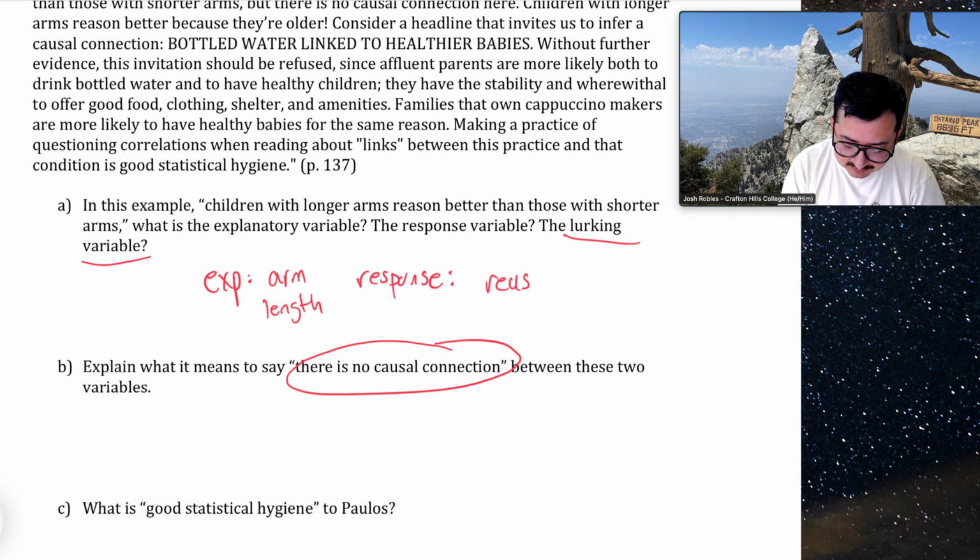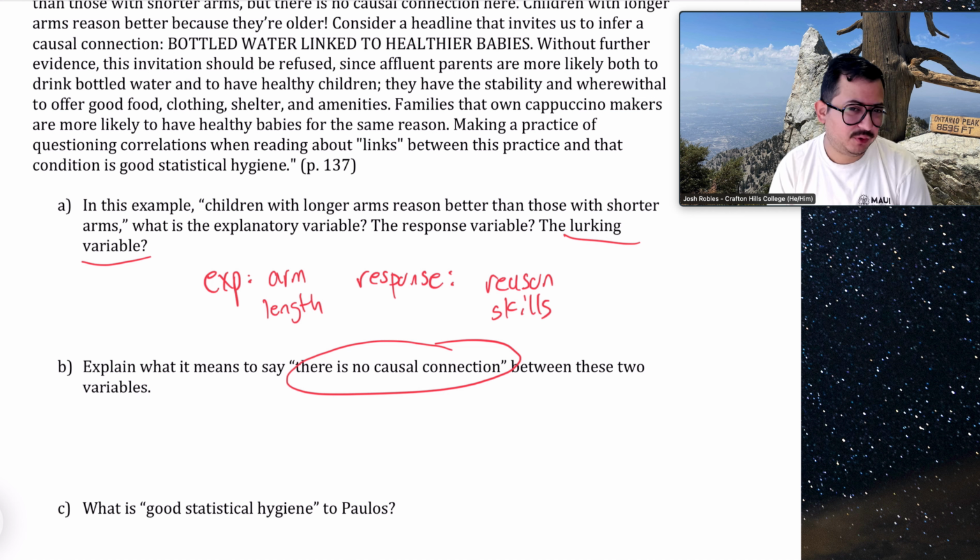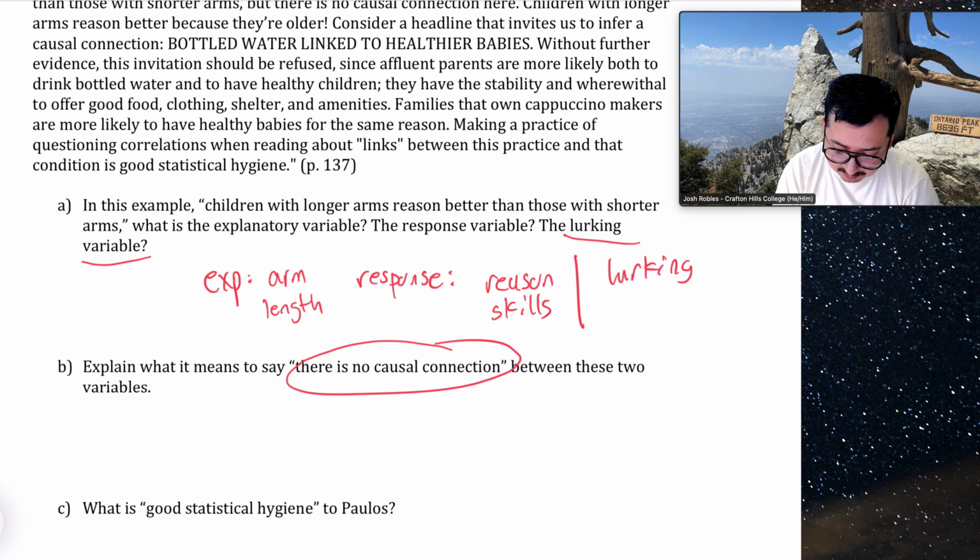It said something about reasoning. If you called it intelligence, that's the rough idea of what they're talking about. We don't know exactly what they meant. Maybe they give them some puzzle or some test or something. And mathematically, these variables are strongly related. Naturally, we might think one of them causes the other. We're going to put explanatory as the arm length from the phrasing of the context. But in reality, these are both better explained by a background variable called a lurking variable.